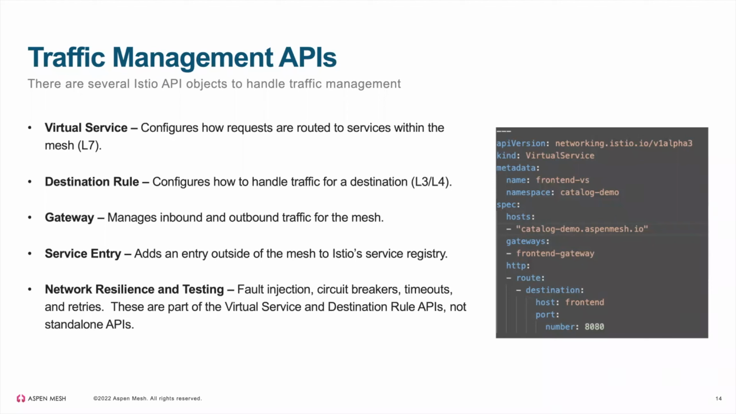There's also a gateway object. We're going to look at ingress and egress gateways in a second here, but a gateway object is what manages inbound traffic or outbound traffic for an application. So there's an ingress gateway that handles all the inbound traffic, and then you assign a gateway per host or set of hosts that route the traffic into your application.